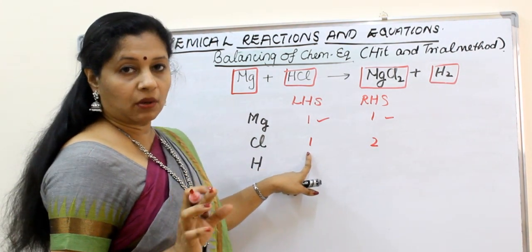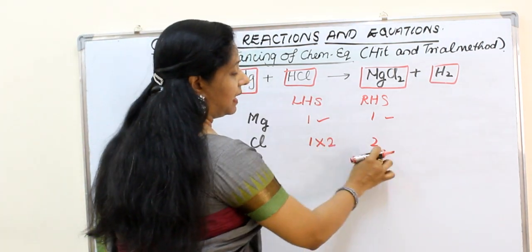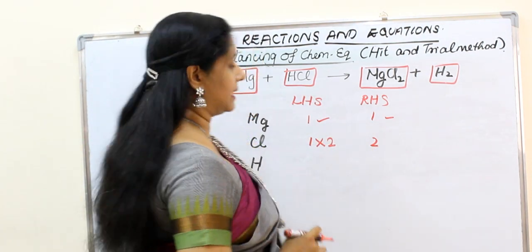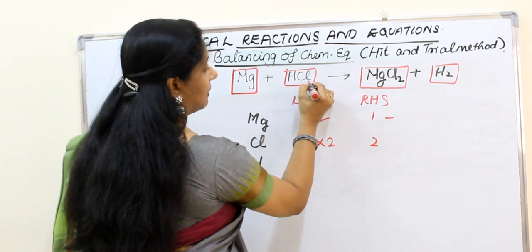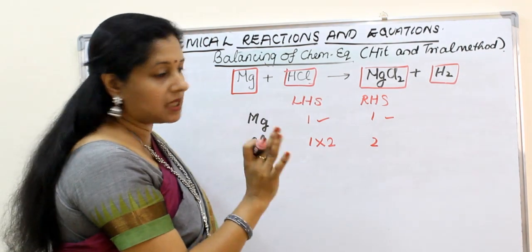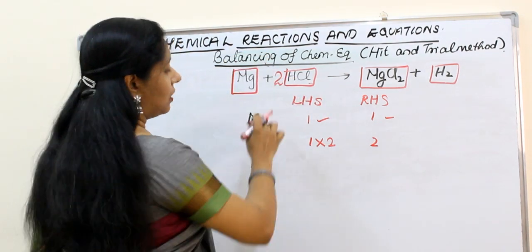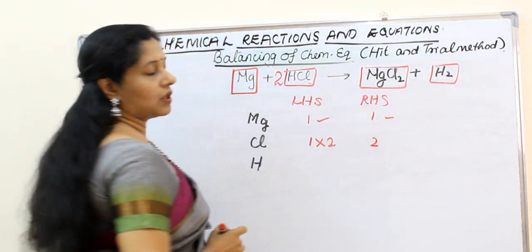Addition is not possible, only multiplication. So if I multiply this side by 2, I can make chlorine equal on both sides. But am I supposed to multiply here? No, because it is already locked inside a box. I am not supposed to touch the box. I can put a 2 here. Okay, so chlorine became 2, this side also 2.